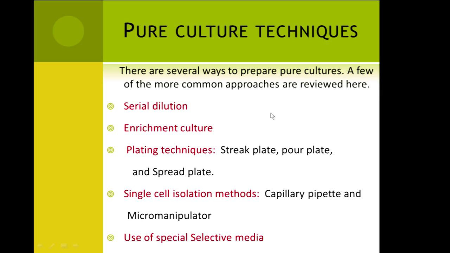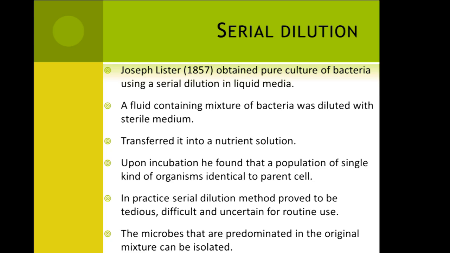Then there are several ways to prepare pure cultures. A few of the more common approaches are reviewed here. First one is serial dilution, enrichment culture, plating techniques which include streak plate, pour plate and spread plate, single cell isolation methods, capillary pipette and micromanipulator, then use of special selective medium. First we will see serial dilution.